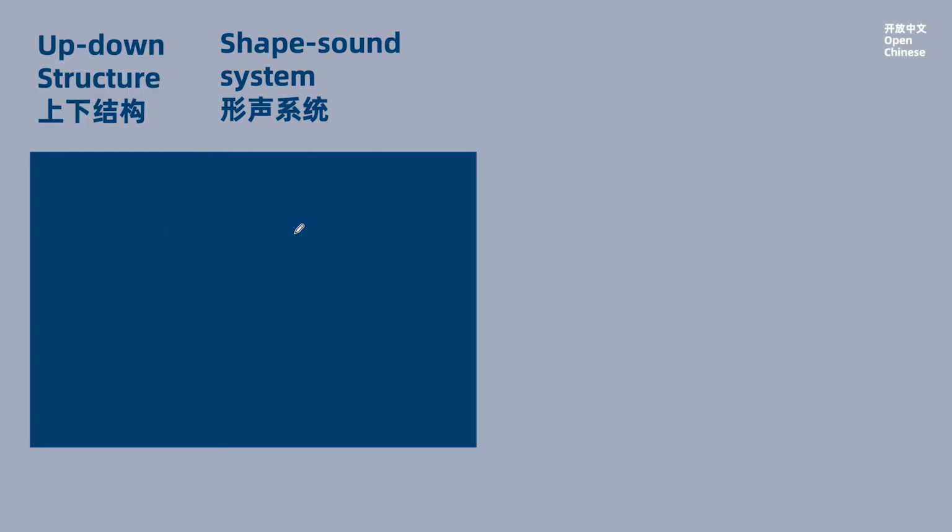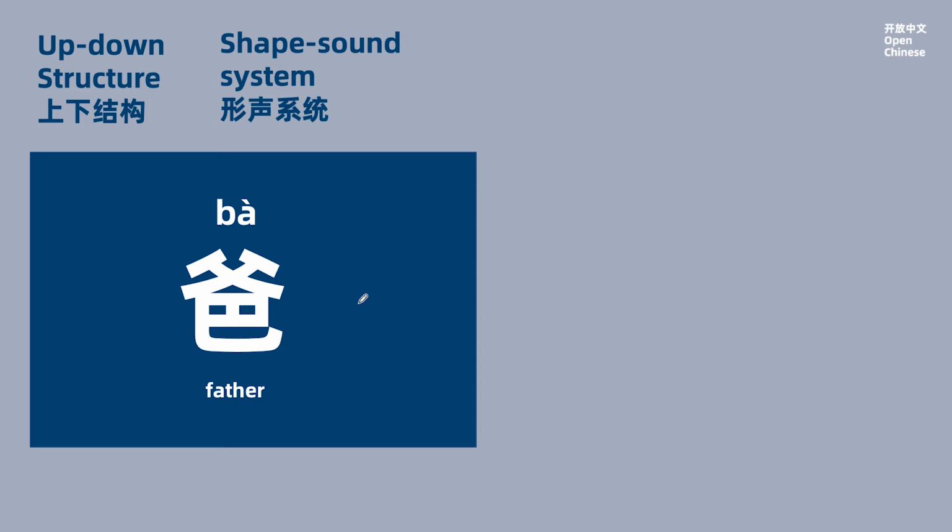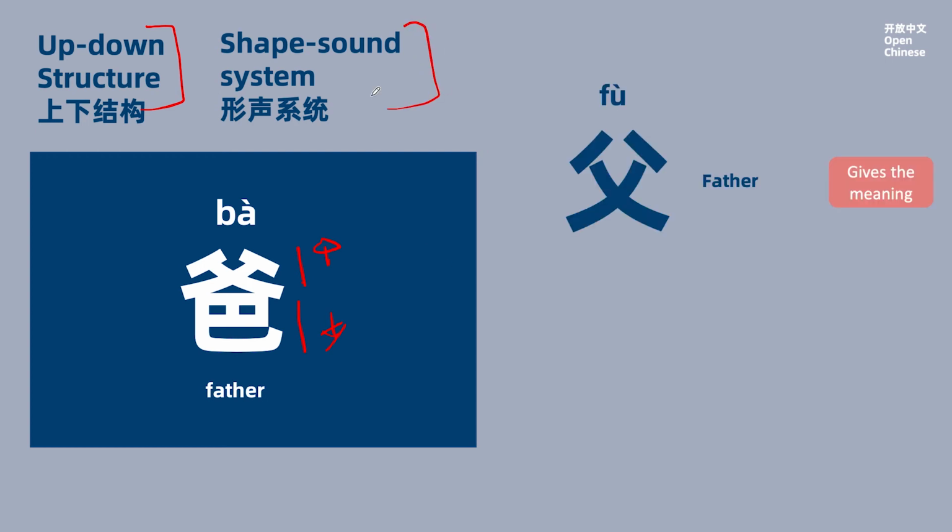Okay, let's move on. Ba, okay, means dad or father. By looking at this character, we can see there is an upper part and a lower part. So it's the up and down structure. It is also a shape and sound system. Let's get a close look at this. The upper part is pronounced fu, meaning father. It gives meaning to ba, right?